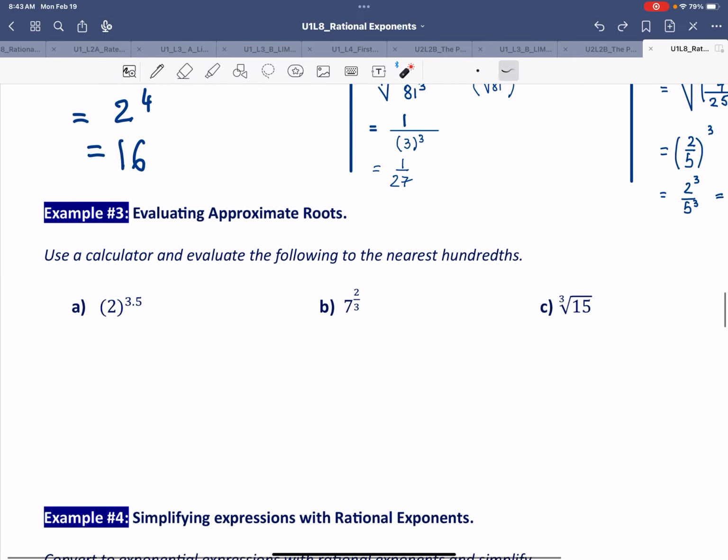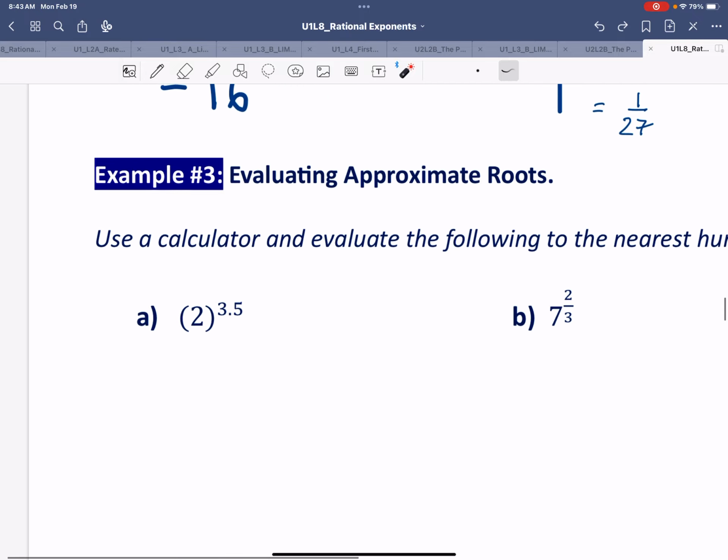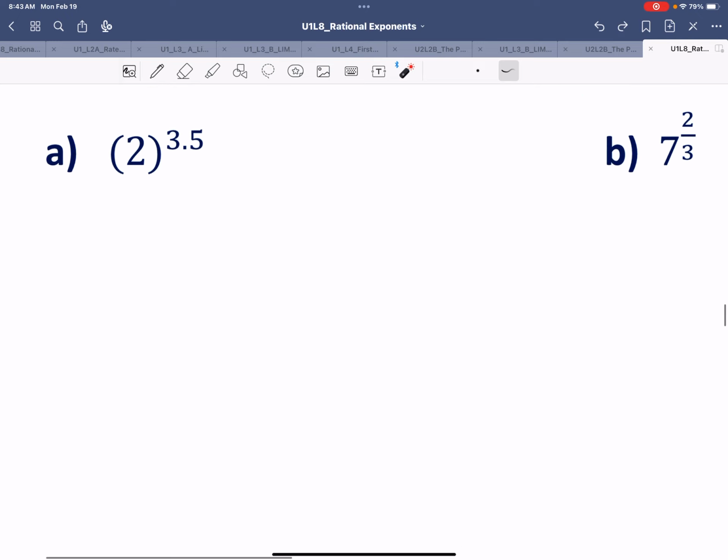So in the next examples, we have to use a calculator and evaluate the following numbers to the nearest hundredths. So we're starting off with example 3a, where we have 2 to the power of 3.5. So in the first step, we have to explain how we'll use the calculator.